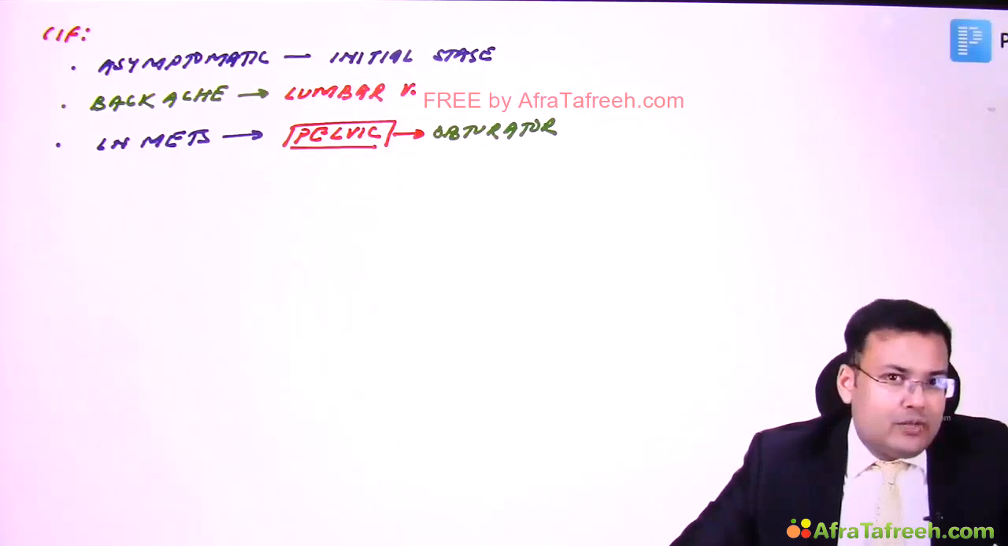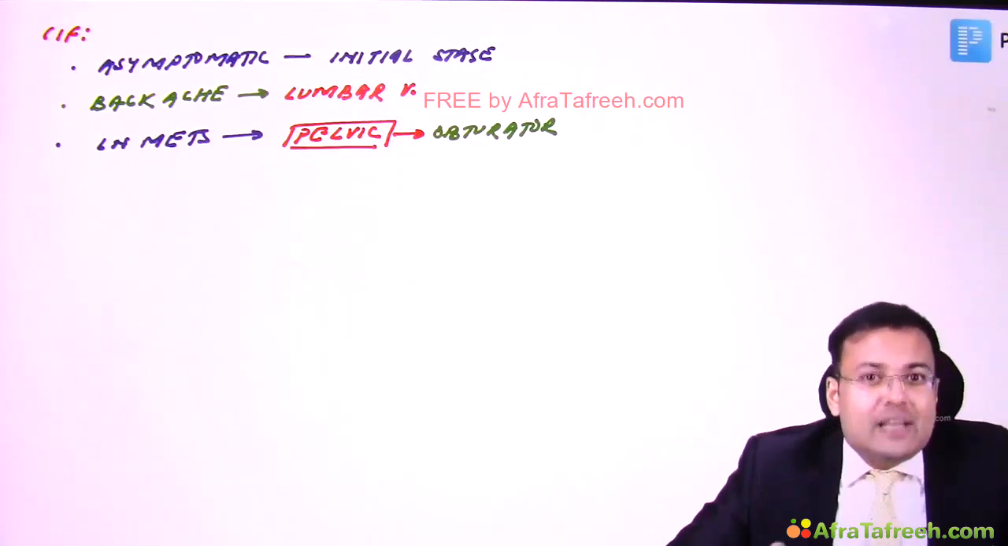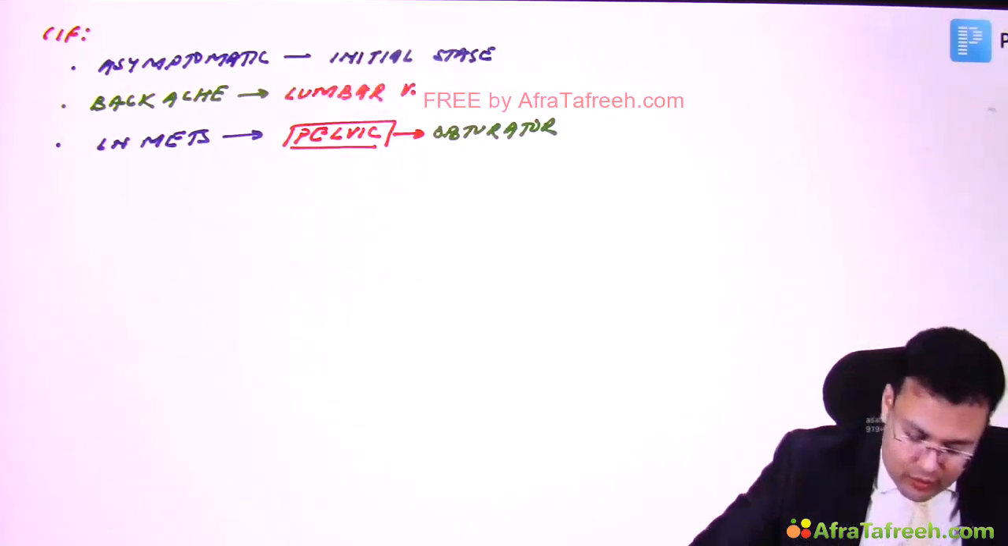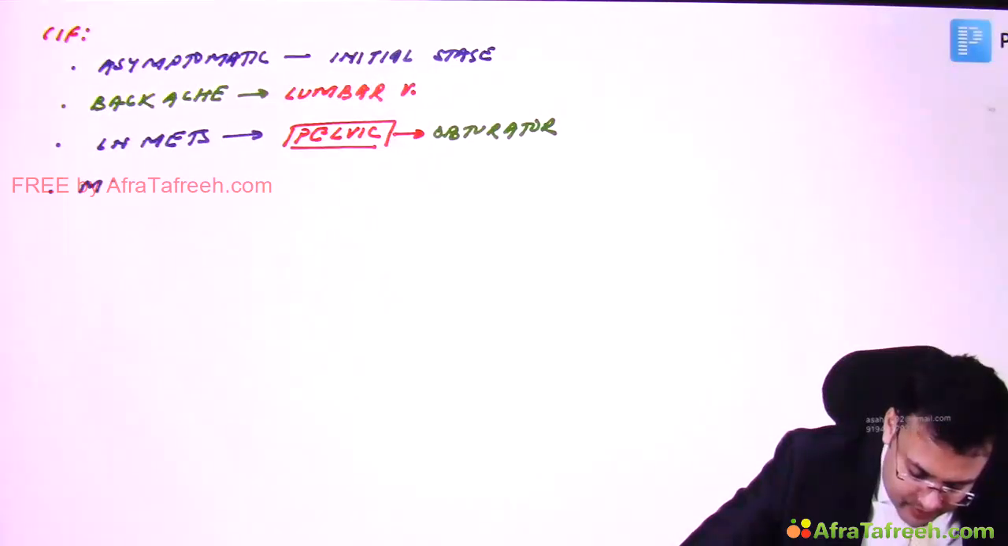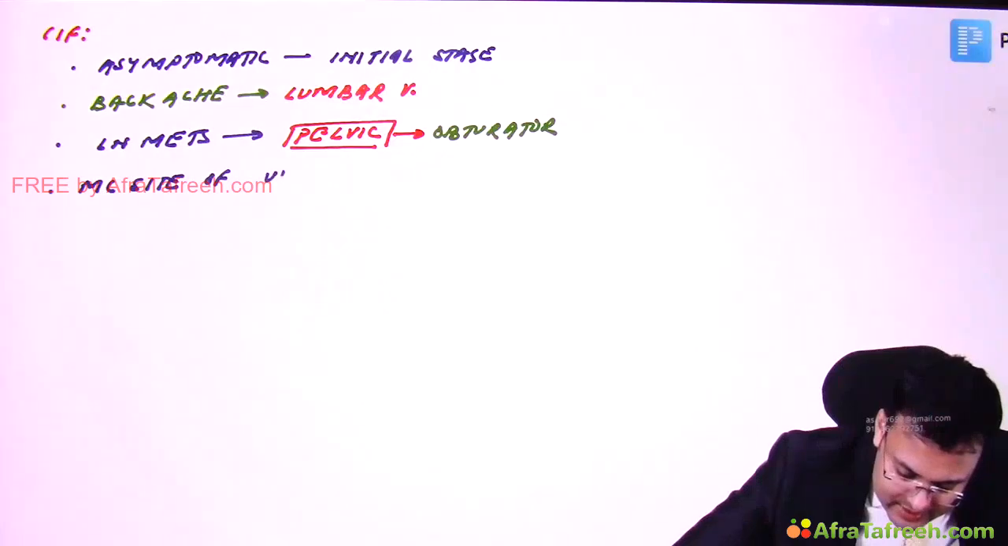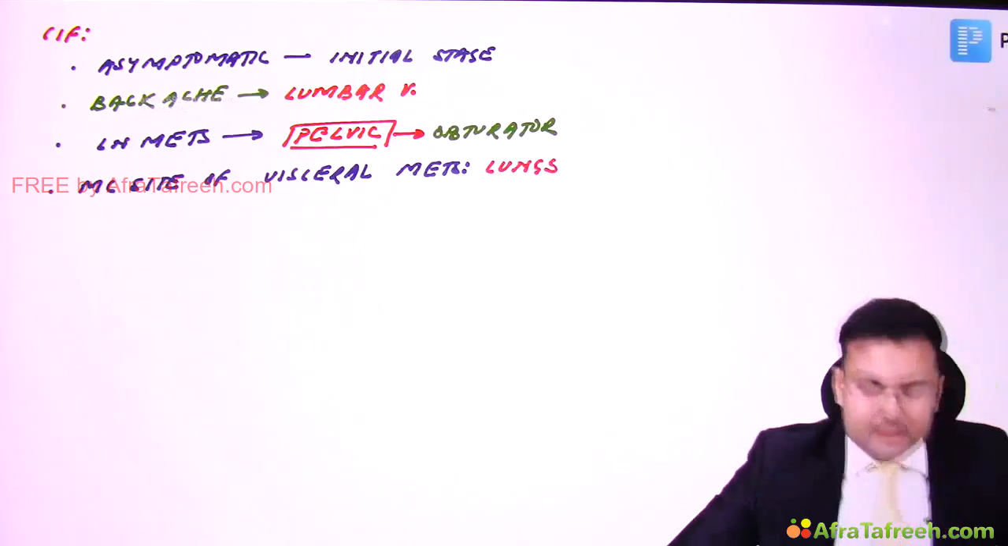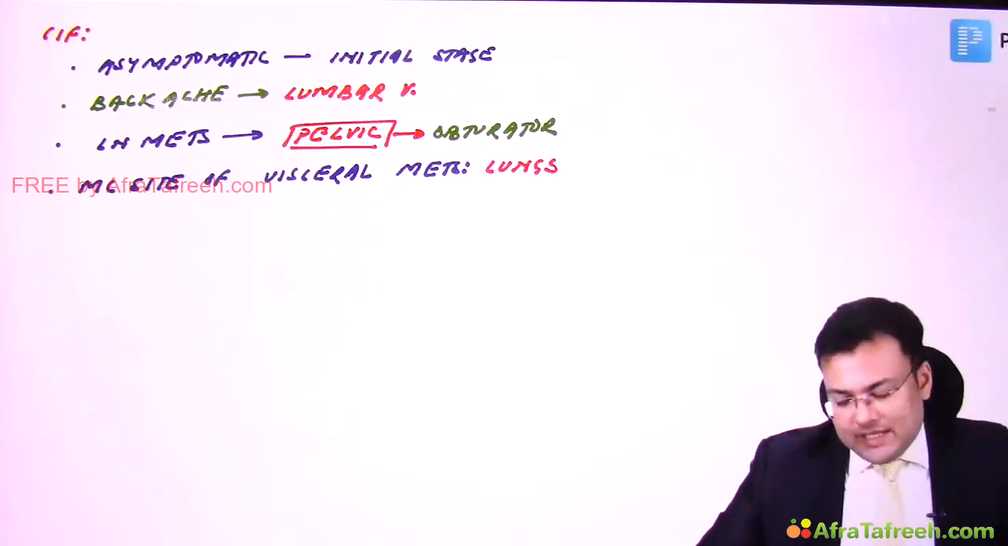Now, most common site of visceral metastasis. So in CA prostate, what is the most common site of visceral metastasis? That's lungs. So that's why you have to read the question carefully. If it's visceral metastasis, then it's lungs, right? Now coming to the investigations.